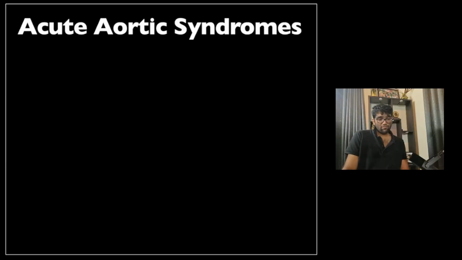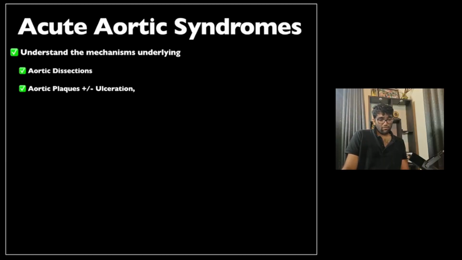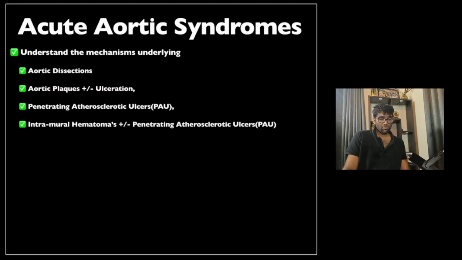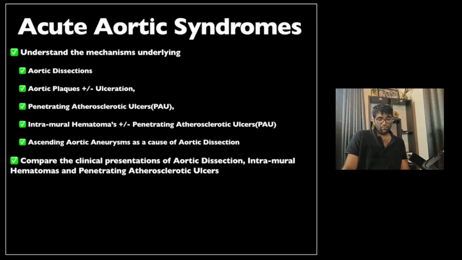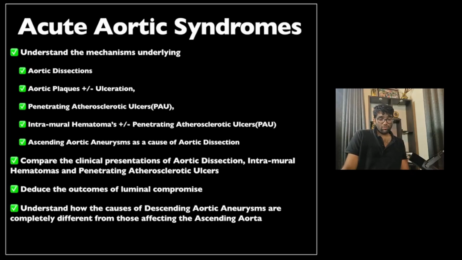So in this discussion, we've covered the following topics. We've understood the mechanism underlying aortic dissections. We've talked about aortic plaques and how they cause ulceration. Talked about a penetrating atherosclerotic ulcer, intramural hematomas with or without penetrating atherosclerotic ulcers, ascending aortic aneurysms as a cause of aortic dissection. We've compared the clinical presentations of aortic dissections, intramural hematomas, and penetrating atherosclerotic ulcers. We've reduced the outcomes of luminal compromise based on our understanding of anatomy of the aorta. And we've understood how the causes of the descending aortic aneurysm are completely different from those affecting the ascending aorta.